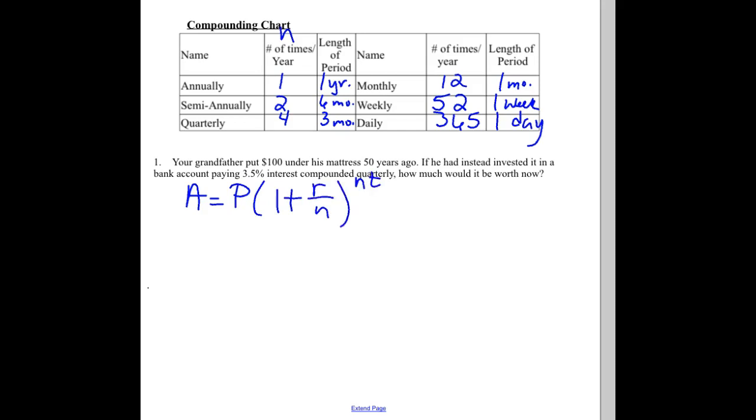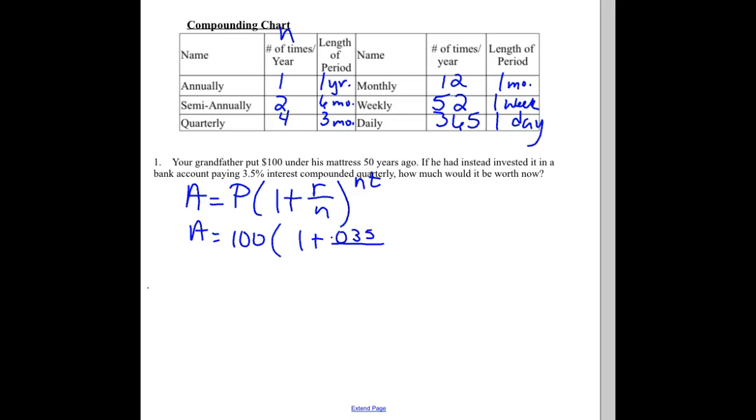Okay, so let's plug in what we know. Our initial amount, our principal, is $100. Now, they gave us an interest rate of 3.5%, but they're telling me it's compounded quarterly. So my first thing, I have to convert the 3.5% back to a decimal instead of a percent. What is it going to be? 0.035.